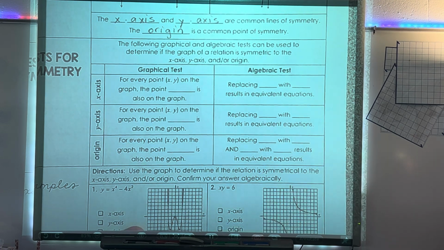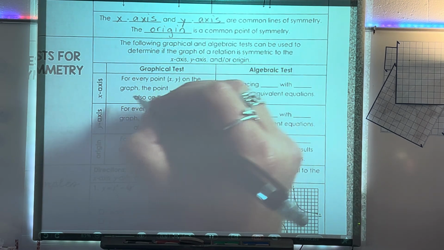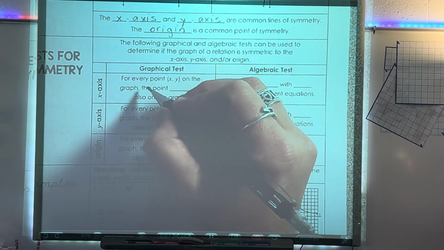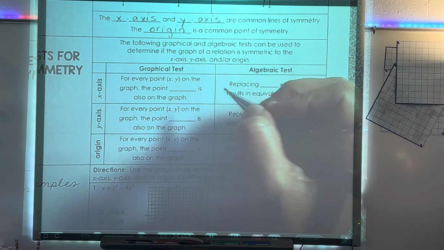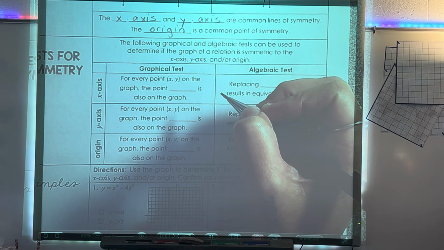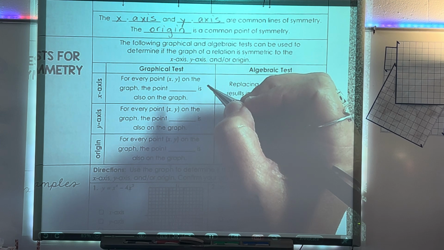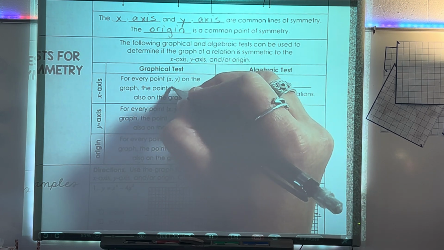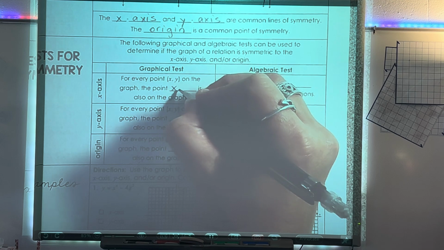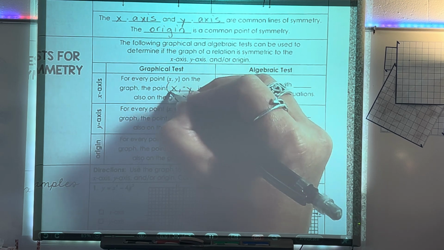But anyway, what happens with those, I don't know if y'all remember that, was if you have an x-axis, sorry, I'm losing my train of thought. Sorry, let me show you. This would become x, negative y.